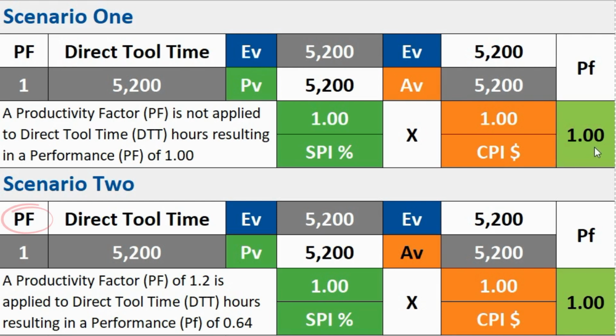4. We apply productivity factor during scheduling, not during planning and estimating. This allows us to run various what-if scenarios to determine the most optimized plan: lowest cost, shortest duration, fewest resources.